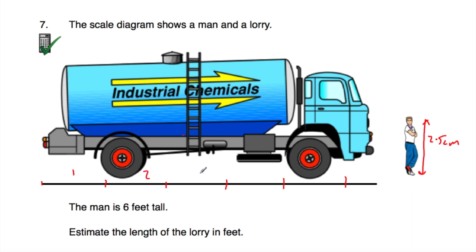So I found that there'd be 1, 2, 3, 4, 5, 5.5 men. So I found that he would fit into this distance 5.5 times. He could lay down one, then another one, another one, another one, another one, and then a half, and that'd be 5.5 times.